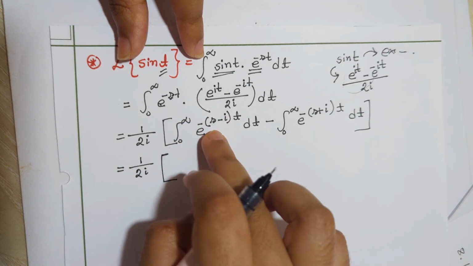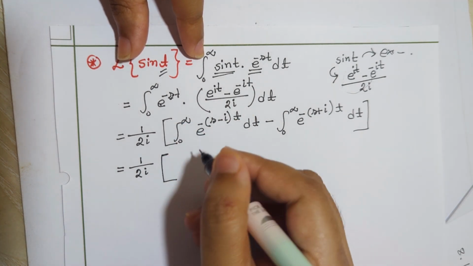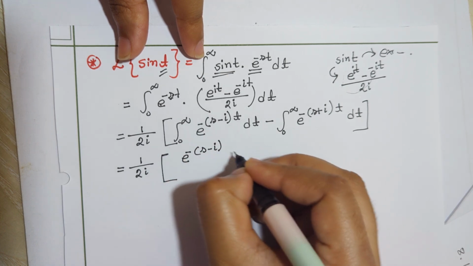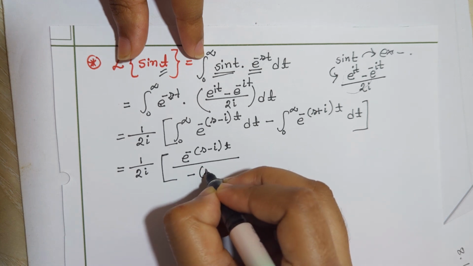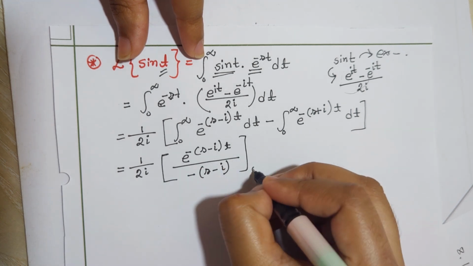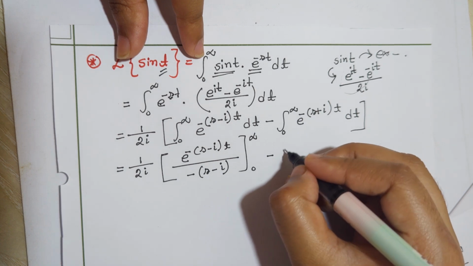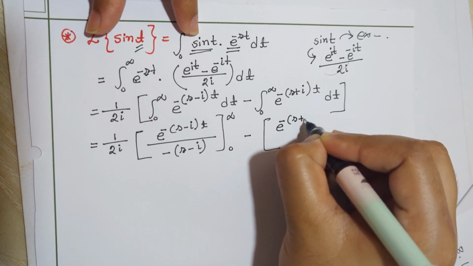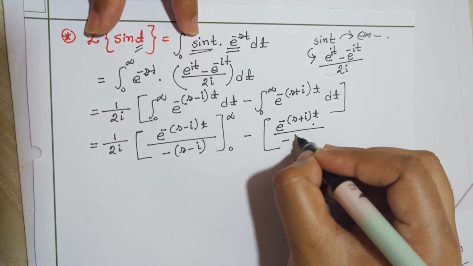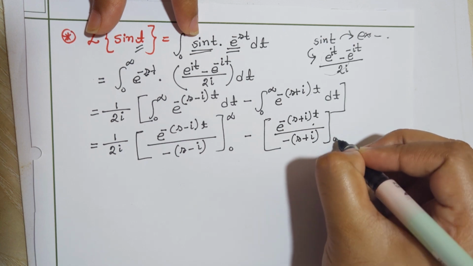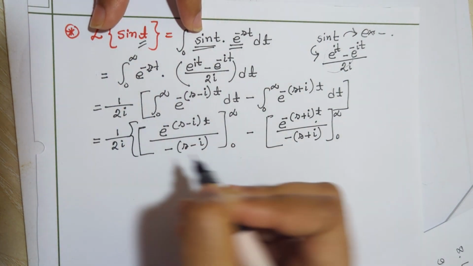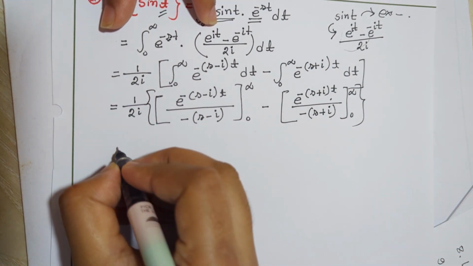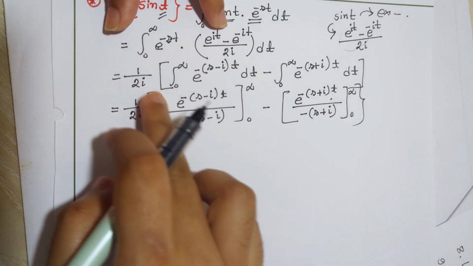Now we will integrate this and put in the limits. If we integrate this term, we will get e to the power minus s minus i t divided by minus s minus i. We'll write the limit, minus, now we integrate this term, it will be e to the power minus s plus i t divided by minus s plus i. Here we'll also write down the limit separately and we'll use another bracket as 1 divided by 2i is multiplied with both these terms.